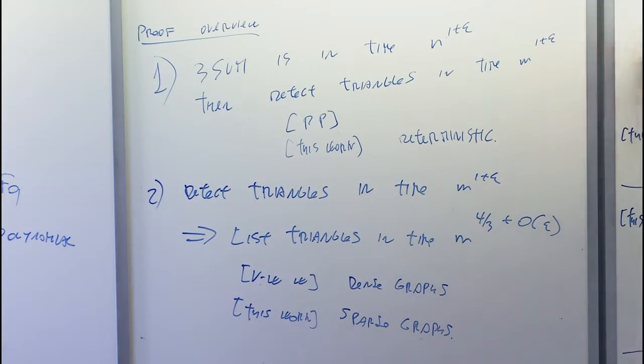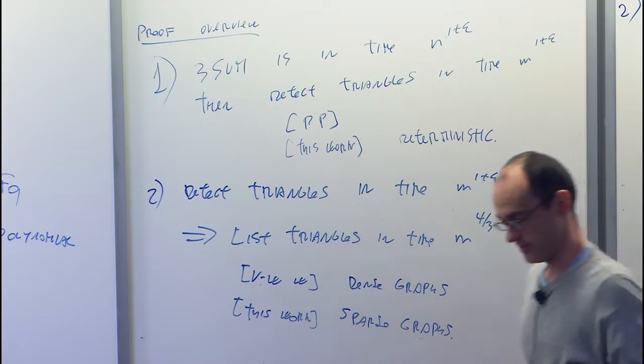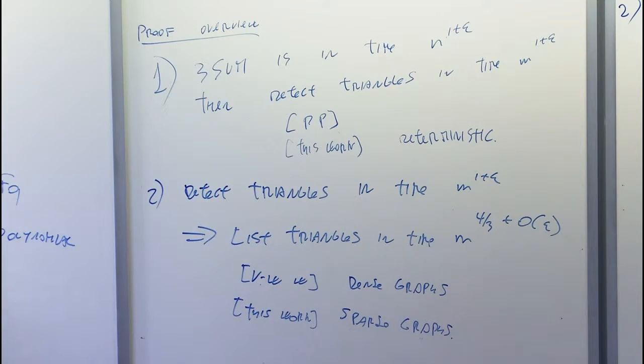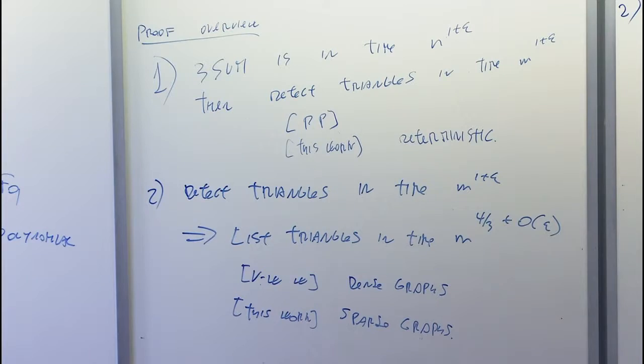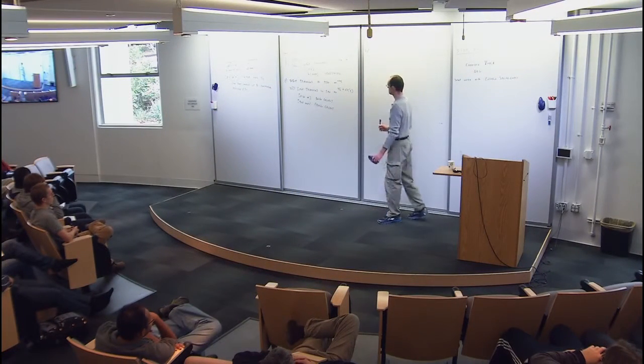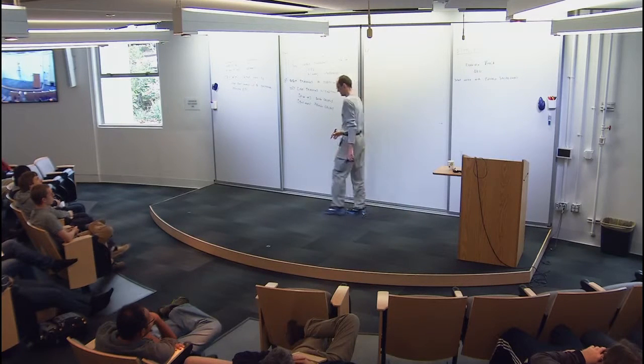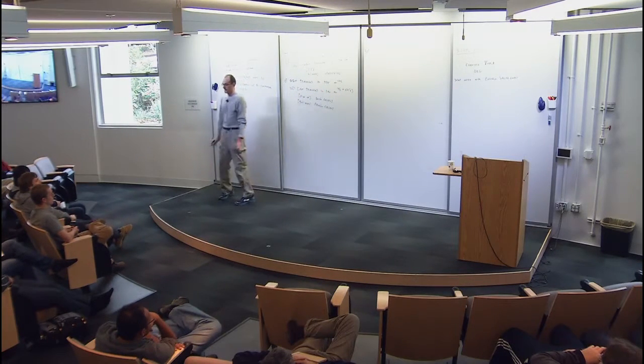All right, good. So let me start with the second item. I'm going to show now that if you can detect triangles fast, then you can also list triangles fast. I will start by giving an overview of the earlier approach that I mentioned, and then I will highlight what's new in our work.